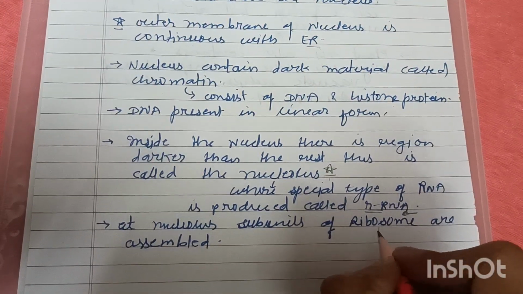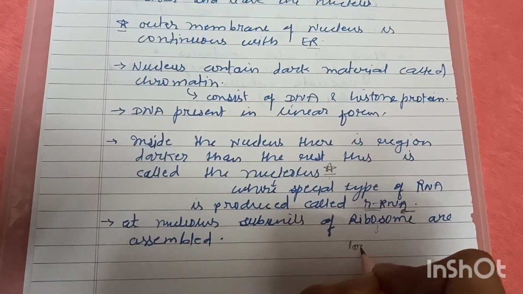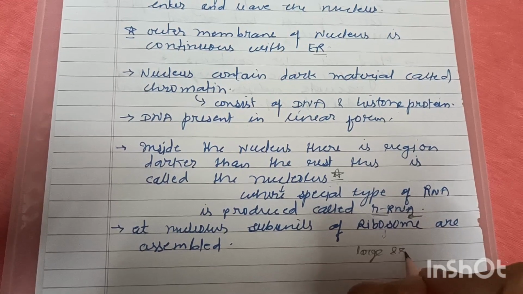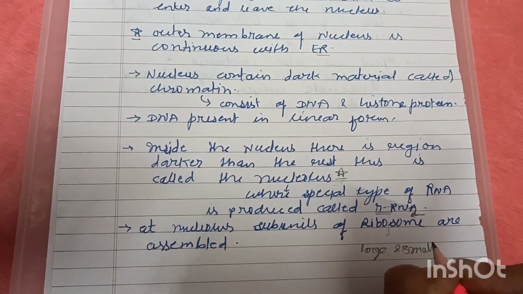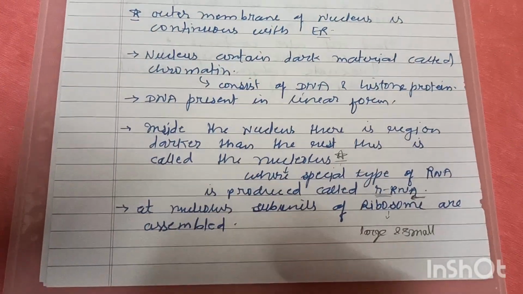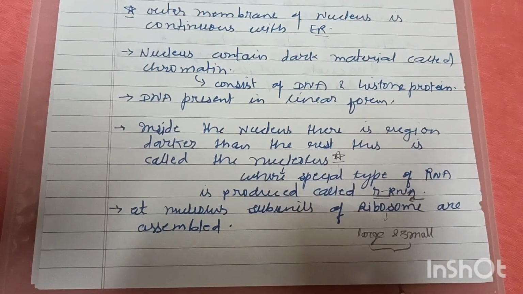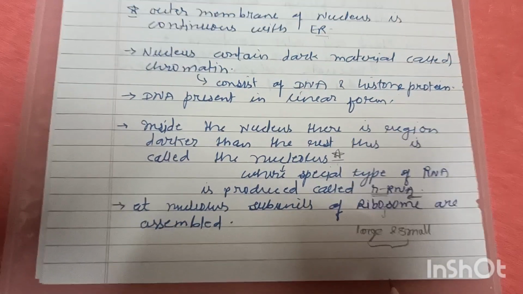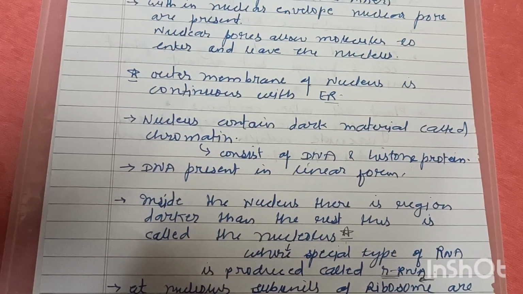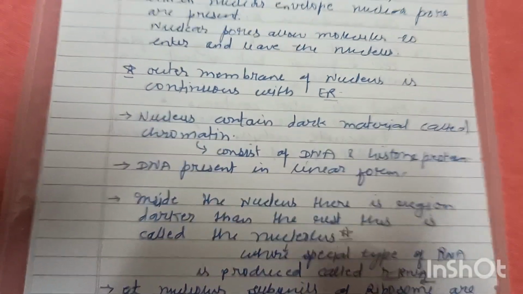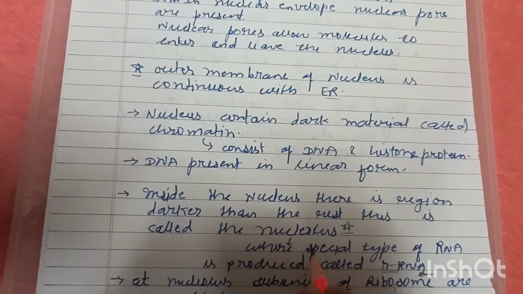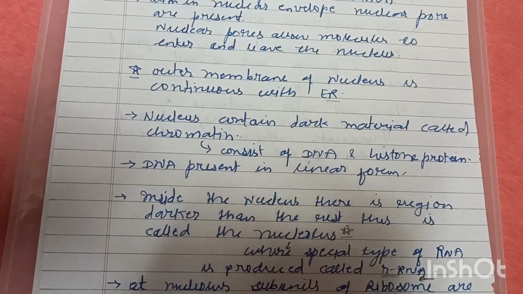Ribosome has two units, one is large and another is small. At the time of protein synthesis, assembly of these two units of ribosome is required. So assembly of these two units of ribosome takes place at nucleolus.